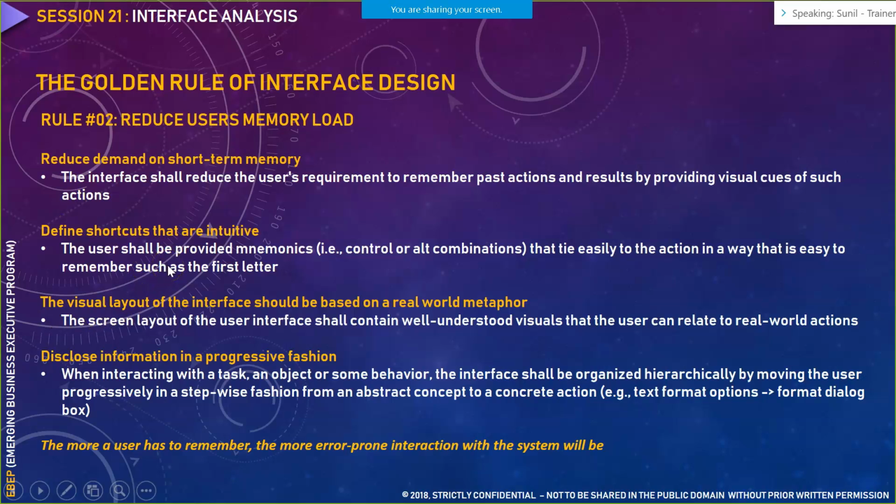Then you have to define shortcuts that are intuitive, like control or alt combinations, if there are any. Essentially, in a Windows operating system, you have some shortcuts that come in handy, wherein you are playing a movie, you press the space bar and an action happens. You press the arrow key up and down, left and right, and an action happens.